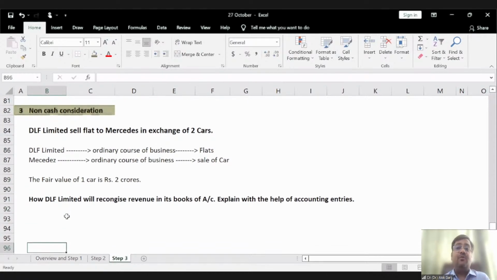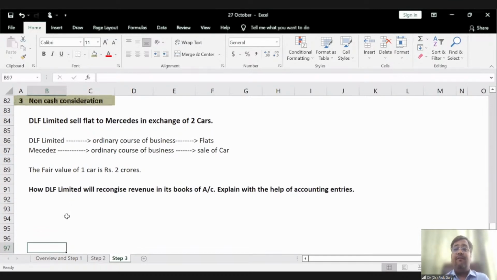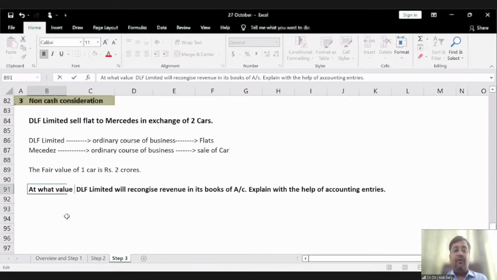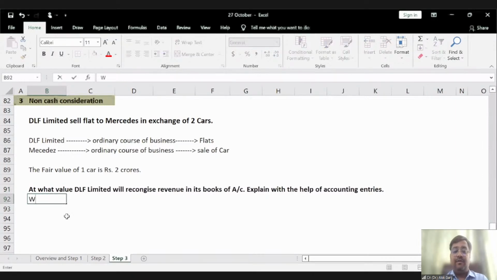If these flats had been sold at a monetary consideration, then there was no problem. We will recognize revenue, as simple as that, right? But since instead of selling the flat, DLF is getting some cars, which are property, plant and equipment, a fixed asset for DLF. Now, what does the accounting guidance say about how to compute the transaction price? So at what value will DLF Limited recognize revenue in its books of accounts? That means, what is the transaction price?